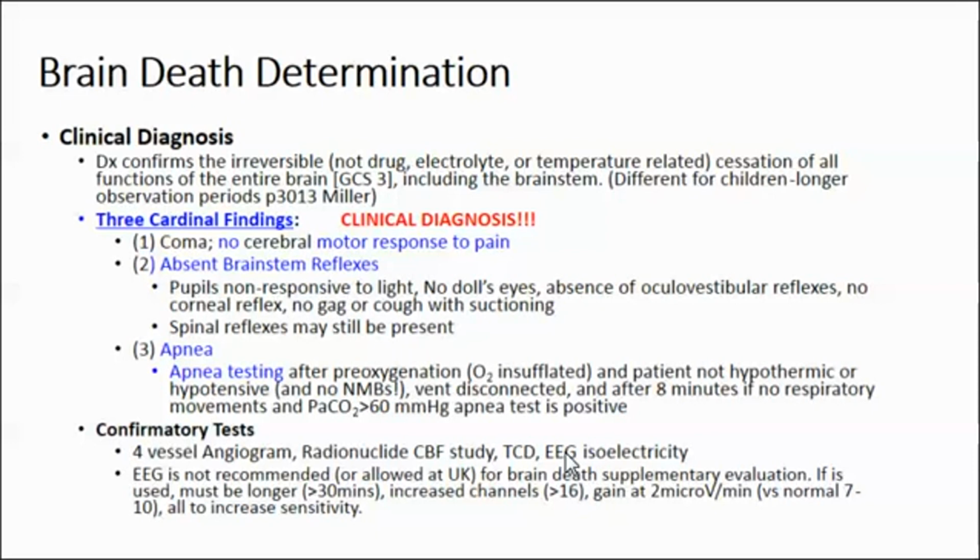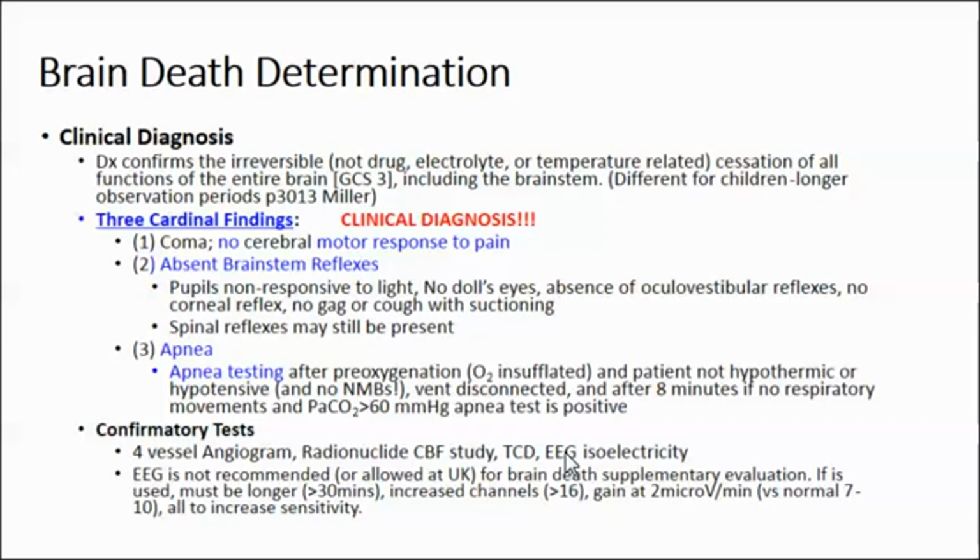Okay. The confirmatory test, for the most part, we do tagged red cell studies here. You can do a 4-vessel angiogram, but that involves an entire team. Use of a OR suite, essentially, so we don't do it very often. We talked about EEG yesterday. There are very detailed notes here that we don't need for a 6 a.m. But some of those changes and the fact that a BIS can be 0 in brain dead patients all contribute to the fact that we don't use it at UK, just like we said yesterday.